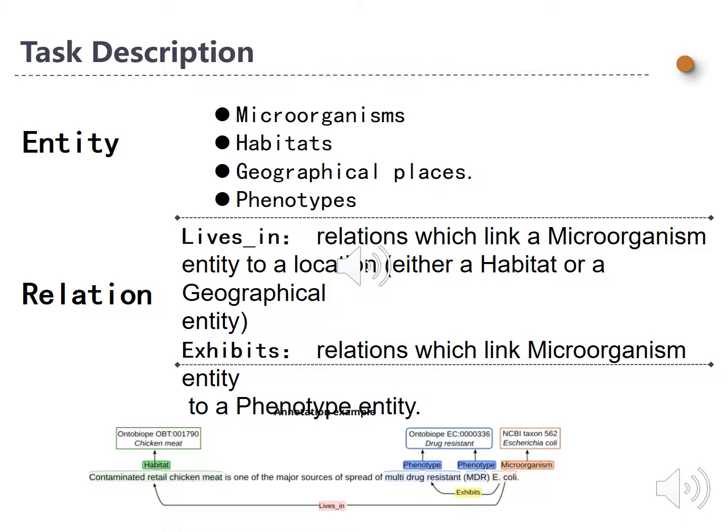Bacteria biotope, BB, task is an interesting information extraction task aiming at extracting knowledge about bacteria biotope from bioinformatics literature related to microorganism. Rel plus NER subtask focuses on extracting entity mentions of following types: microorganism, MI, habitat, HA, phenotype, PH, geographical, GE, and identification of the lives in relation between a habitat or geographical mention and a microorganism mention, as well as the exhibits relation between a phenotype mention and a microorganism mention.